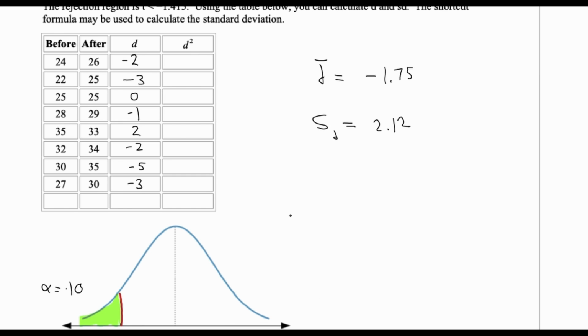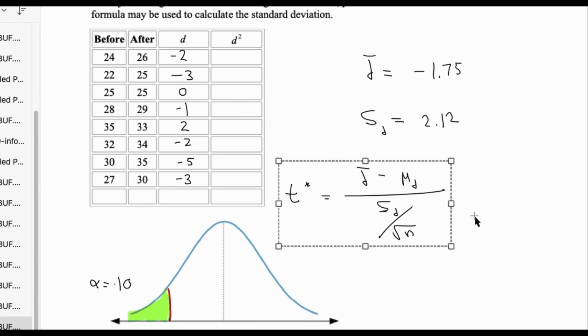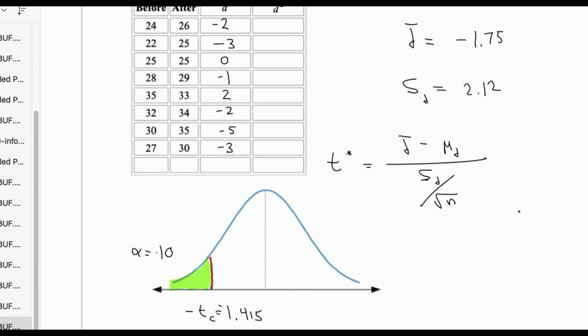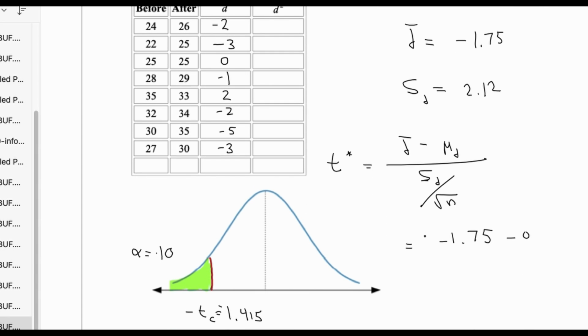Now we will use the formula for the test statistic, which is going to be this right here, similar to what we had done previously. So we're going to have negative 1.75 as our actual difference between the before and after. And we'll subtract a 0 because that's going to be the hypothesis here. And we'll put that over 2.12 over the square root of 8, because there were 8 participants.